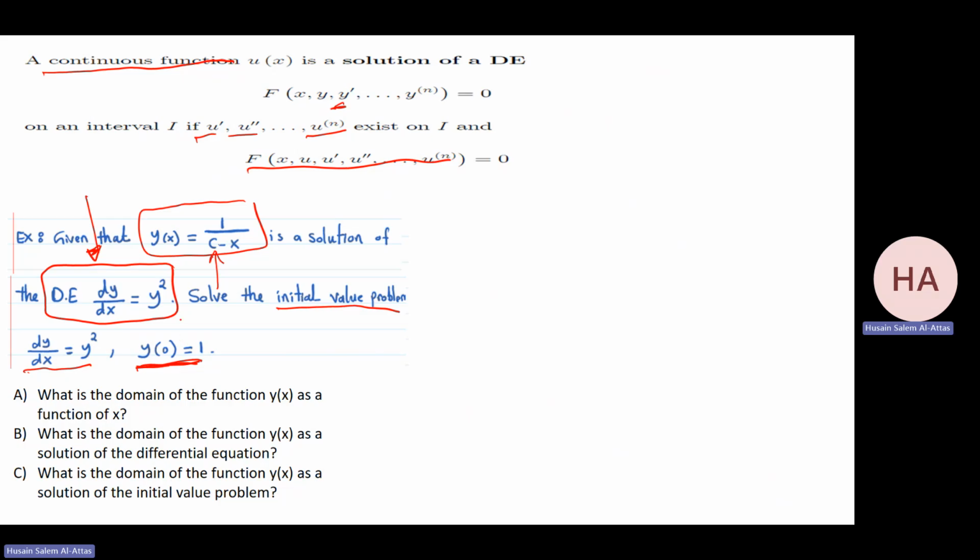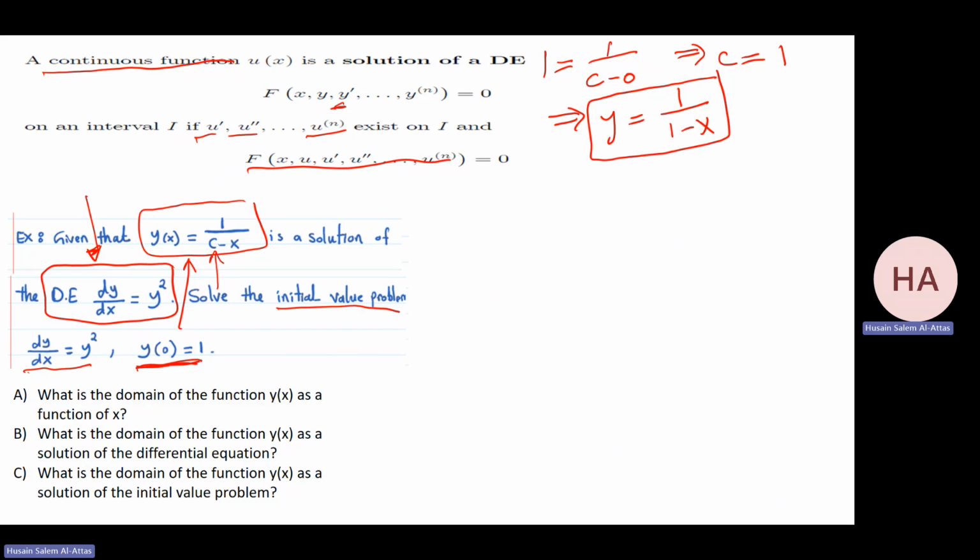So this condition should be satisfied: instead of y, 1, instead of x, 0. So I have 1 equals 1 over C minus 0. So to be very clear, C equals what? 1. So my function is what? 1 over 1 minus x. This function satisfies both the differential equation and the condition.